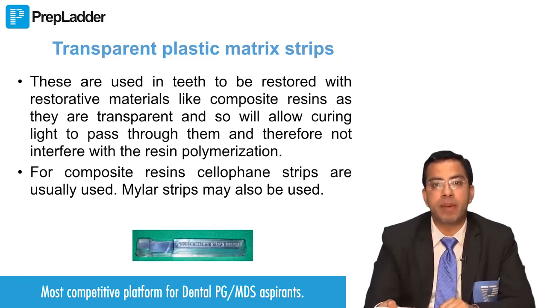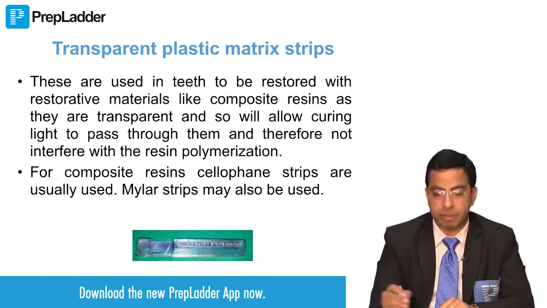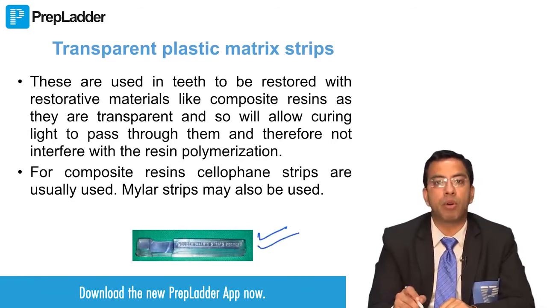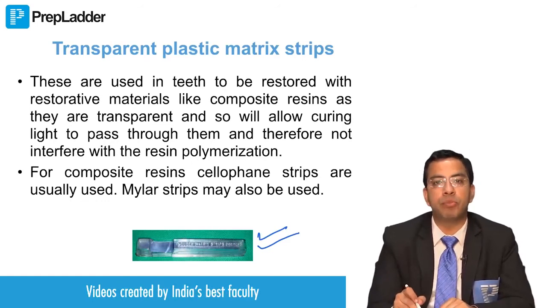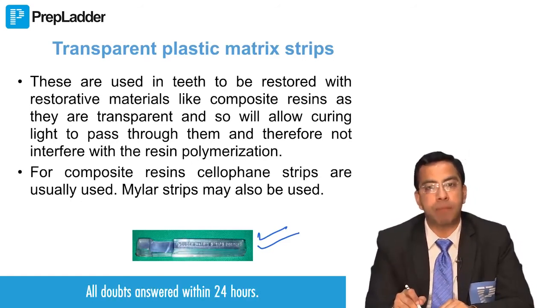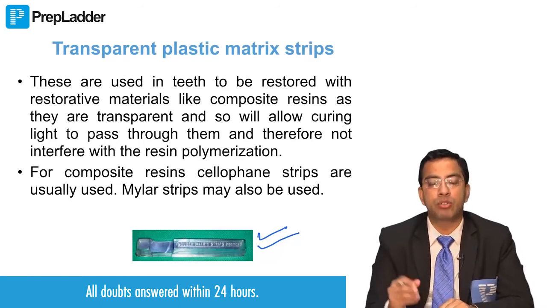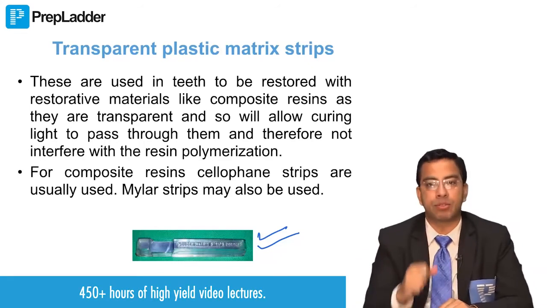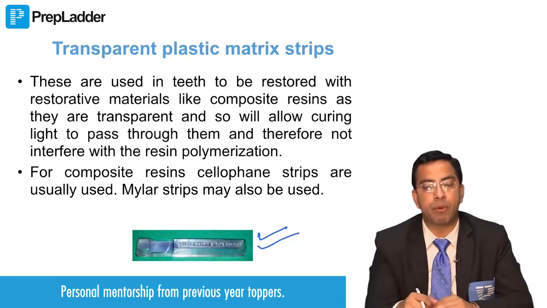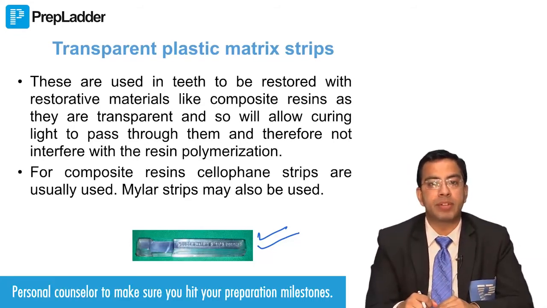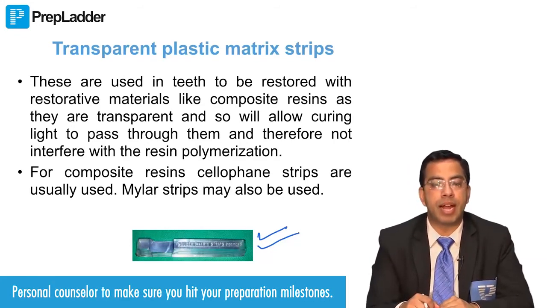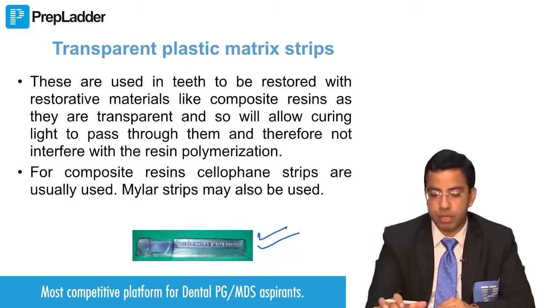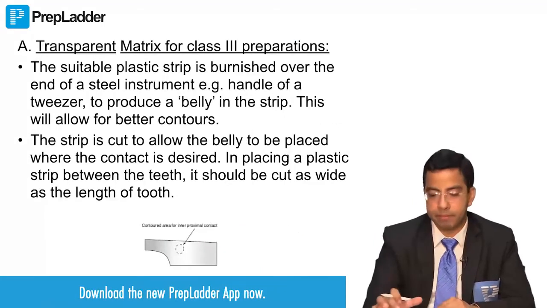Then you have the transparent plastic matrix strips. These are transparent strips in a box. These are used in teeth to be restored with restorative materials like composites, as they are transparent. So, they will allow the curing light to pass through them and not interfere with the polymerization. For composite resins, we can use cellophane strips, and mylar strips can also be used.